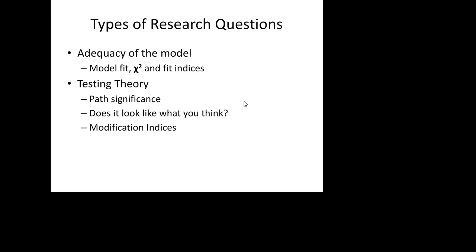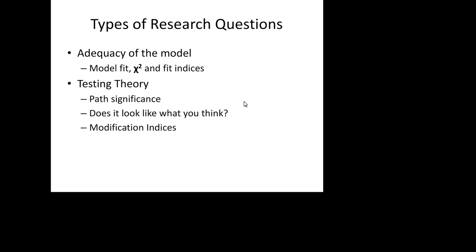Do they load where I thought they would load? But in a full model or a path model, are the paths that we predict, like, does X actually predict Y? Because we might have a model that's fairly adequate, like it fits okay, but the paths are not significant or in the direction that you'd expect. So what does it look like? Does it match what you were expecting?